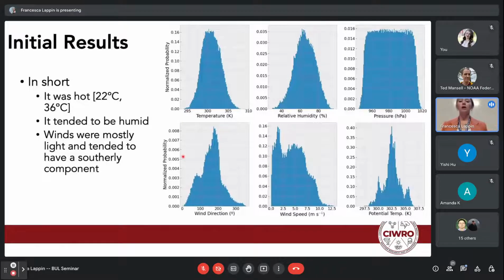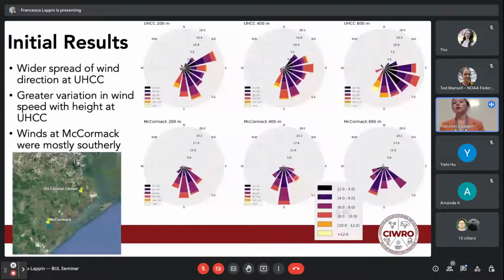So just the overall initial results, these are every data point collected throughout the campaign with height. And just to start off, it was hot. That's kind of a given, and humid, which everyone who came down with me can attest to. It was hot and humid. Winds were fairly light and tended to have a southerly component. But even though these winds tended to be southerly, there were some distinctive differences between the 2 locations.